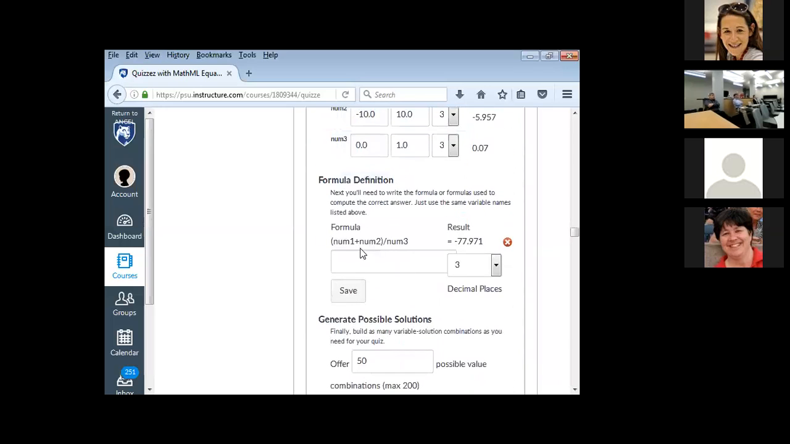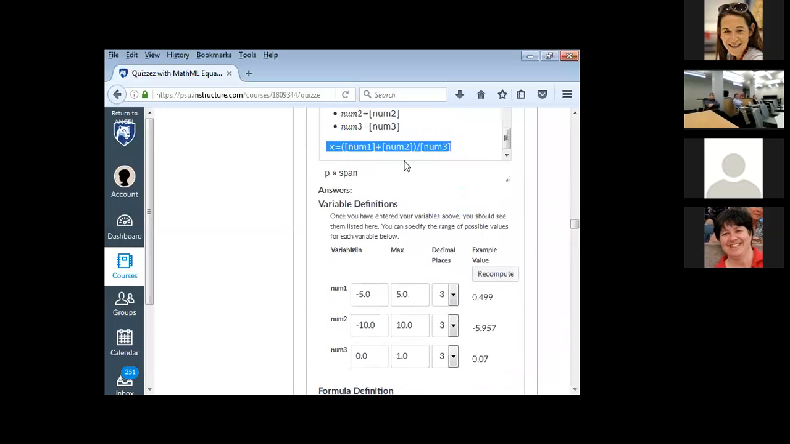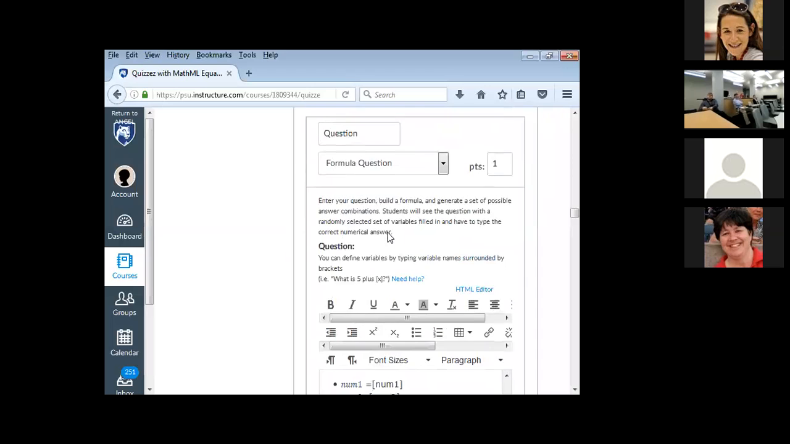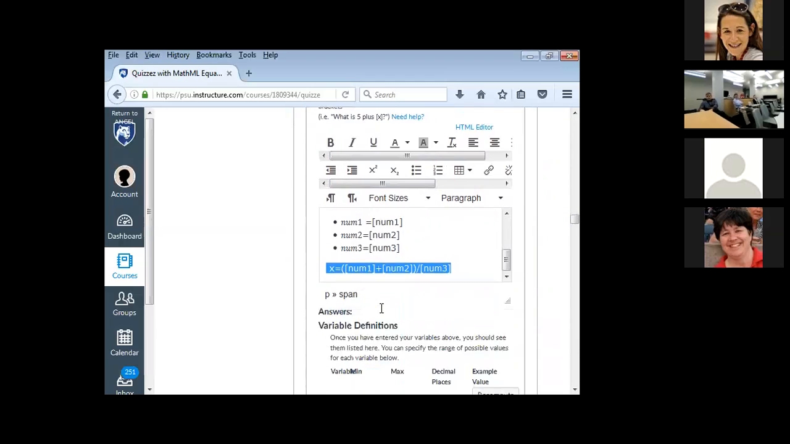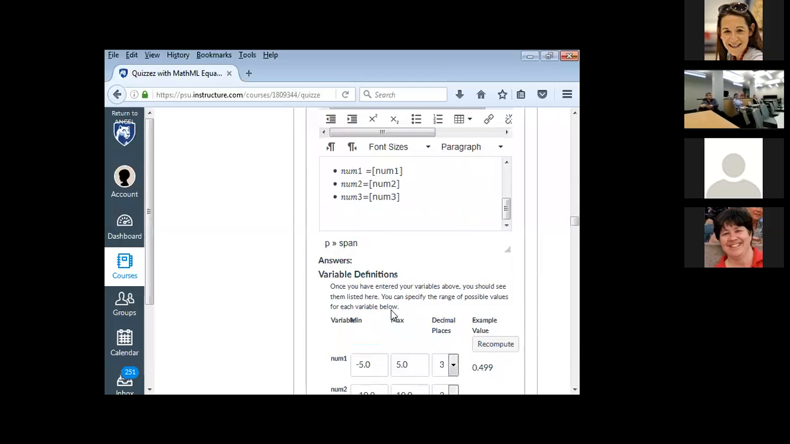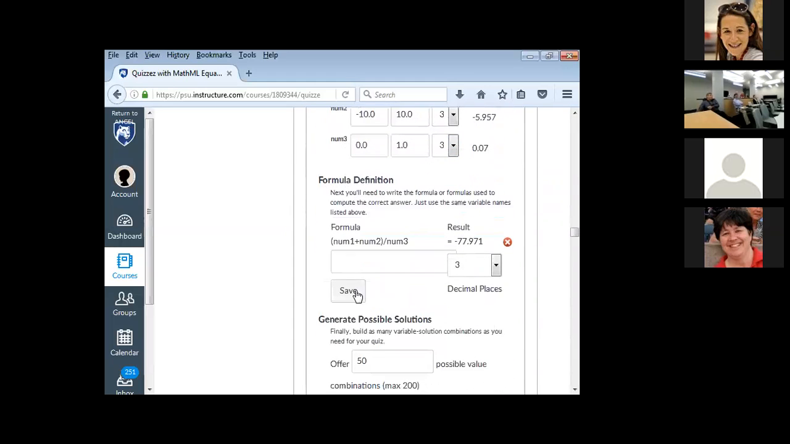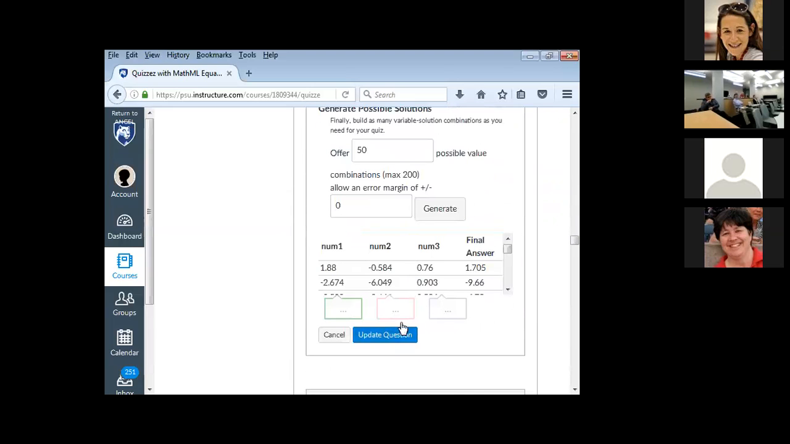Oh, wait a minute. This one. Yeah, so there's the question. So if you take that out. No, it's not accessibility, because the MathML equation is accessible. Right. And so that's what it's reading. Yeah, so what you're trying to tell me is if I do that and save. Update question.